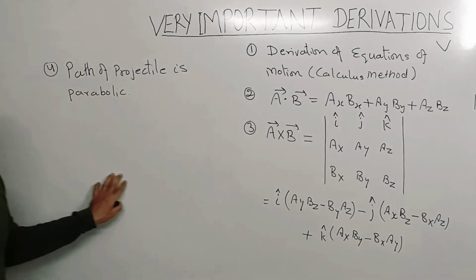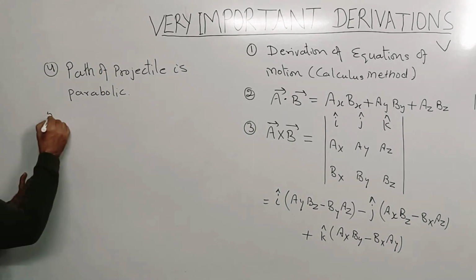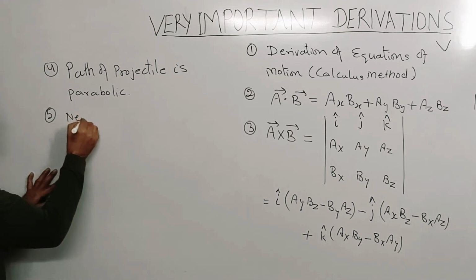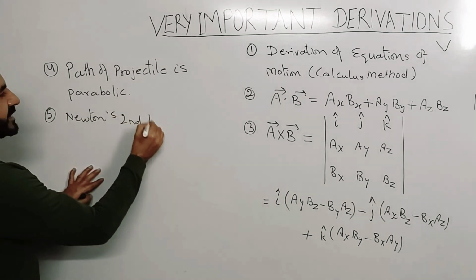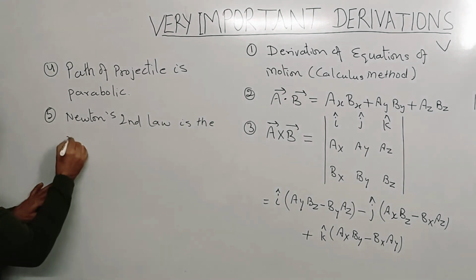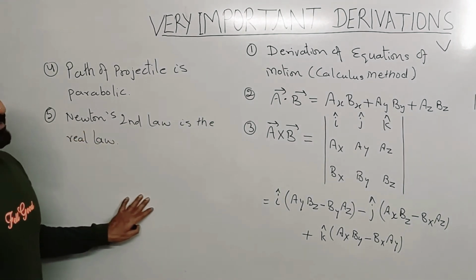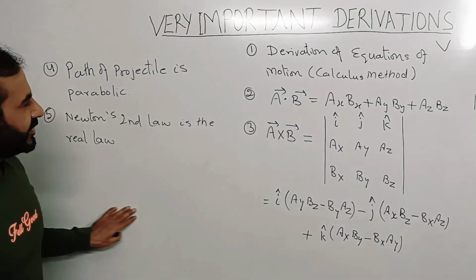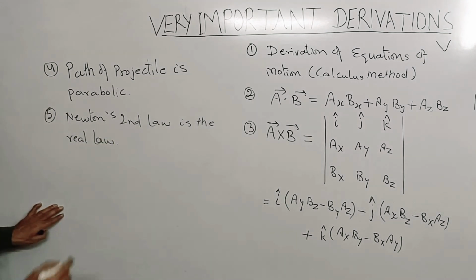Okay. Now in Newton's laws of motion, Newton's second law is the real law. You have to show it. Newton's second law is the real law. That is, we can derive Newton's other laws, say Newton's first law and Newton's third law from Newton's second law. You can be asked to show it.